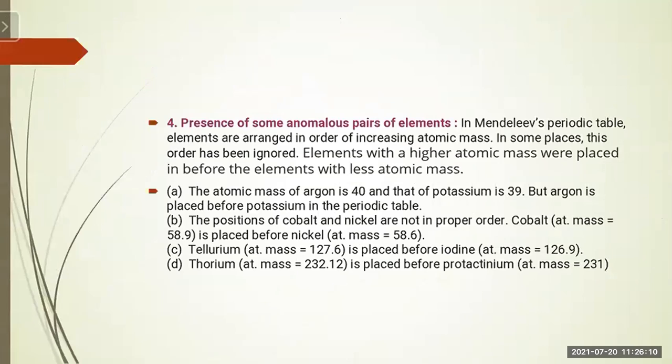Then the next one is the presence of anomalous pairs of elements. In Mendeleev's periodic table, elements are arranged in order of increasing atomic mass, but in some places this order has been ignored. Elements with a higher atomic mass were placed before elements with a lower atomic mass. See here, the atomic mass of argon is 40 and that of potassium is 39, but argon is placed before potassium in the periodic table. Then the positions of cobalt and nickel are not in the proper order. Cobalt, with atomic mass 58.9, is placed before nickel, whose atomic mass is 58.6.